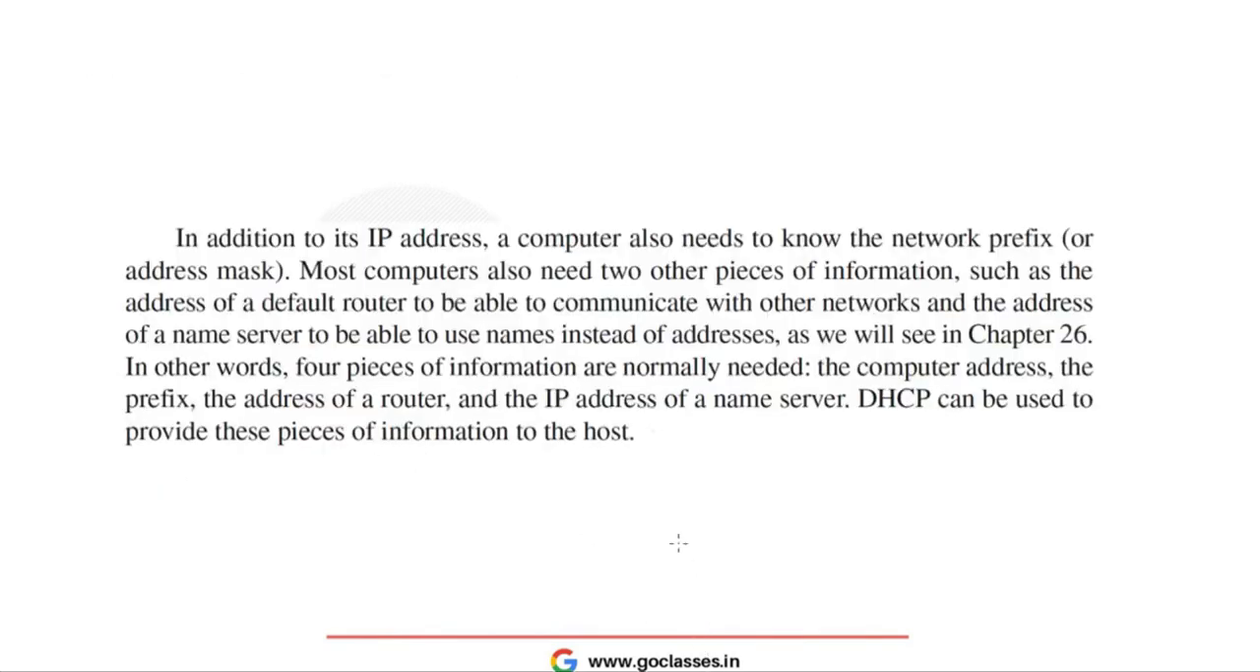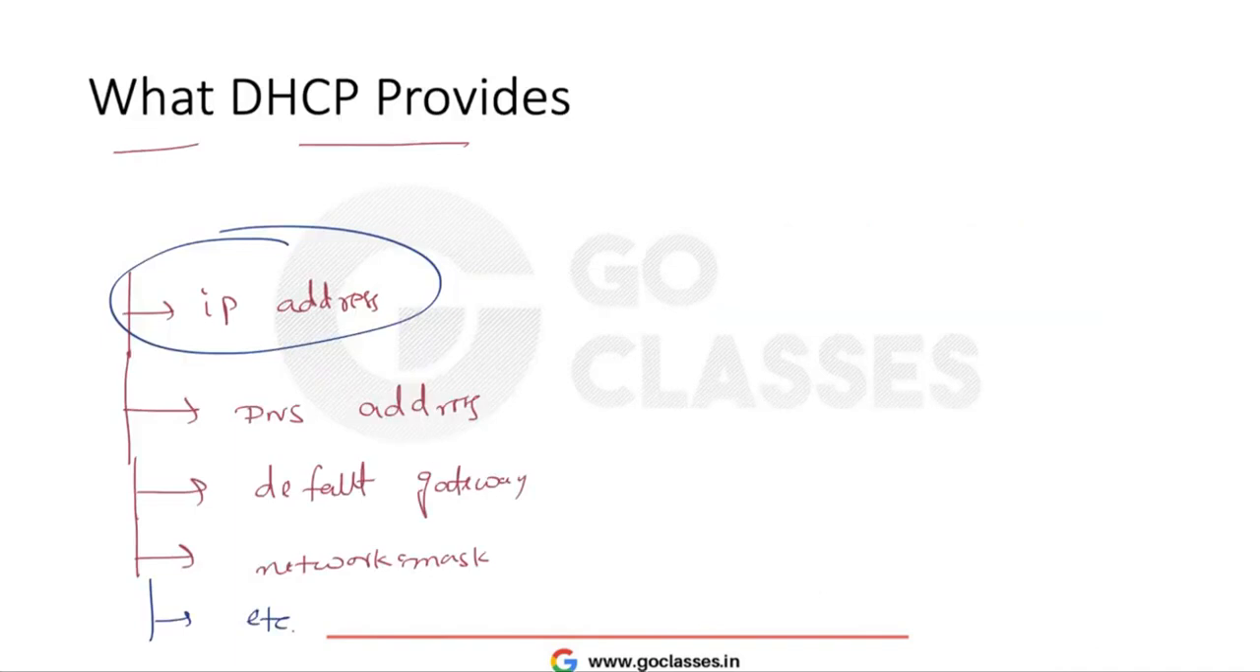This is a screenshot that I have taken from Forouzan, and if you read it carefully, these details are written here: it provides the network mask, which is the prefix, the address of the router, which is the default gateway, the IP address of the name server, which is the DNS, and obviously the IP address of the computer, which we require in the first place. So not only the IP address, it also provides a few other details.